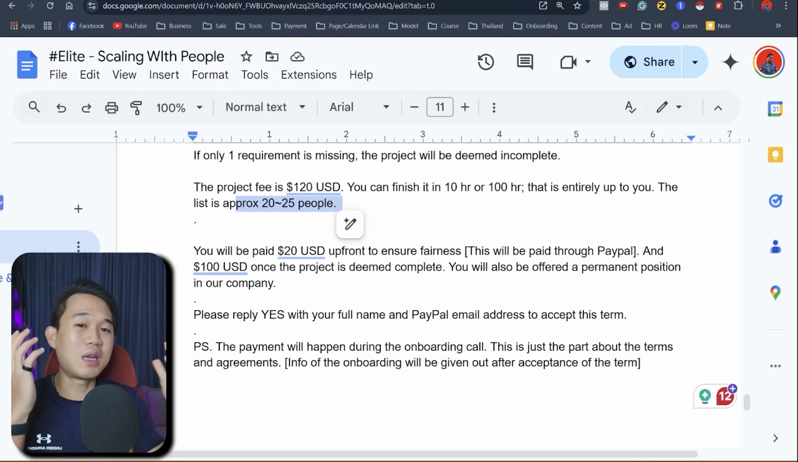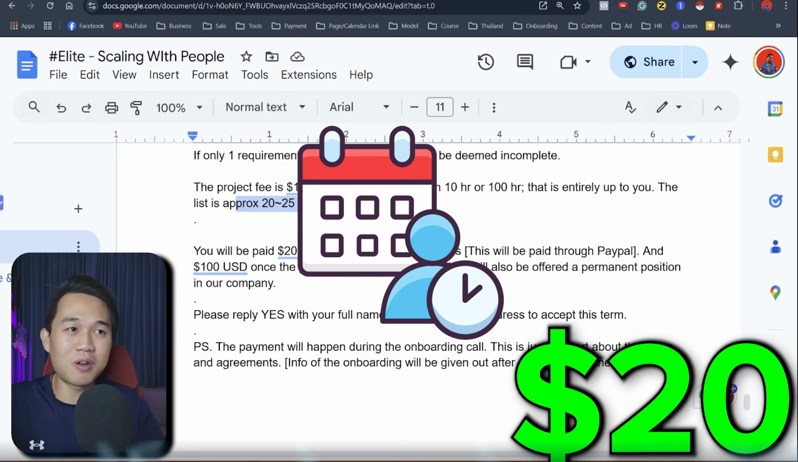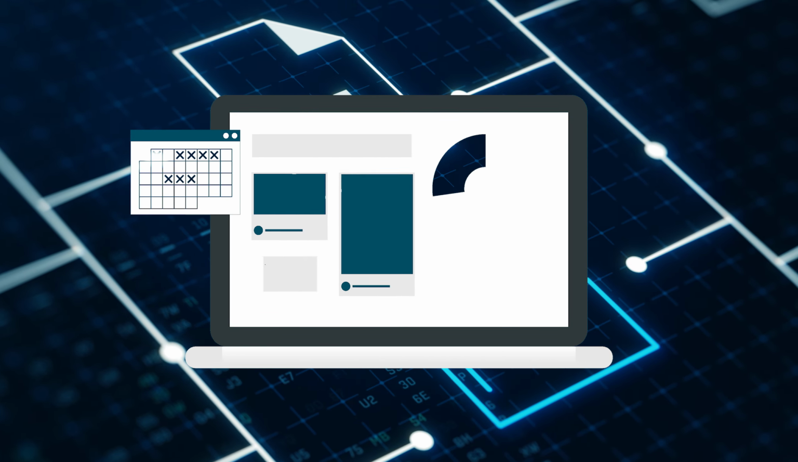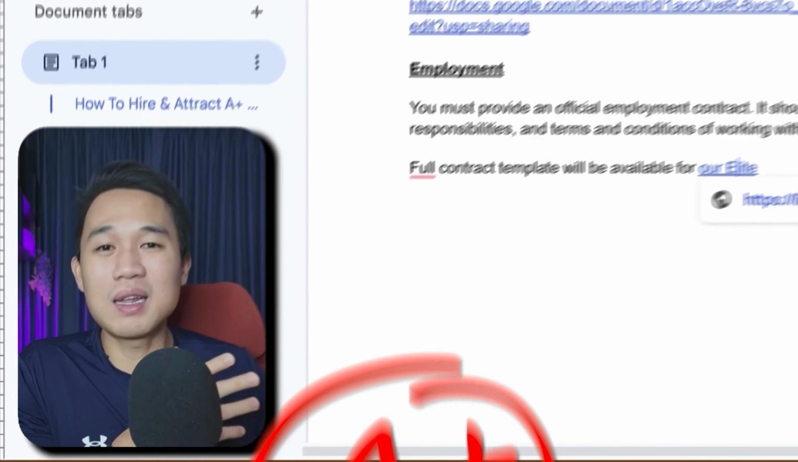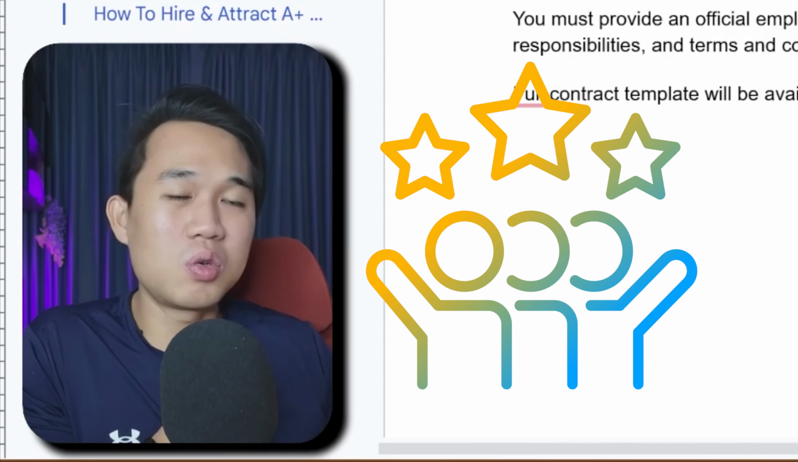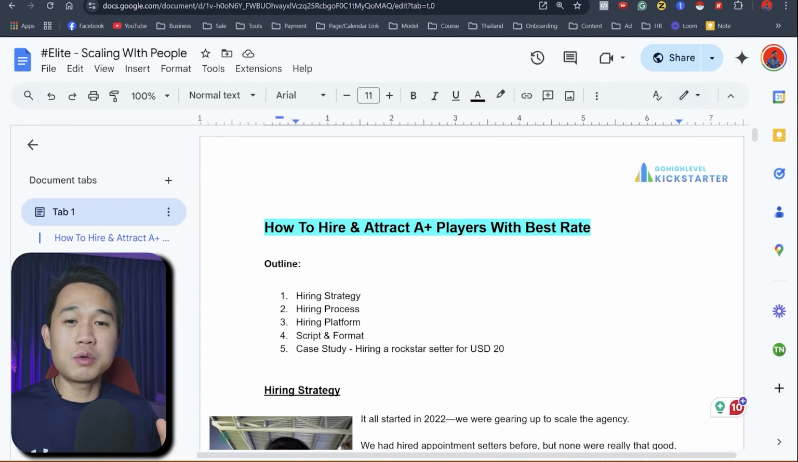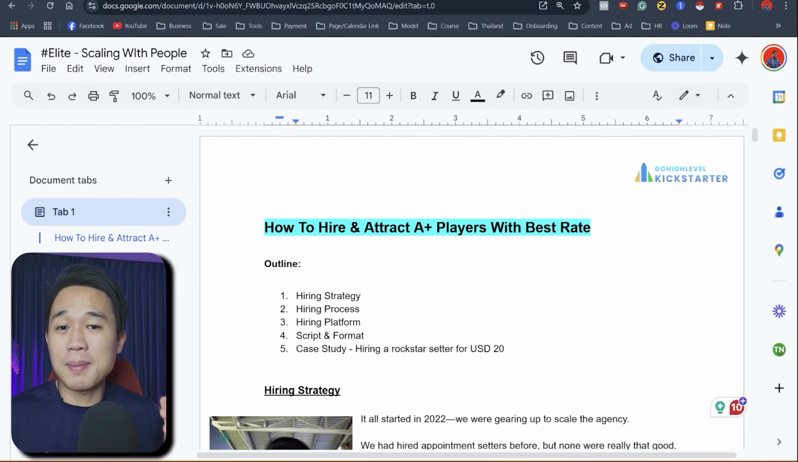So this is how I get a Rockstar appointment setter for just $20. I came up with this system that will allow you to consistently attract A players, therefore providing A+ level service to your client. I want to show you how to recruit, hire, and attract the best talent for your agency at a very reasonable rate.